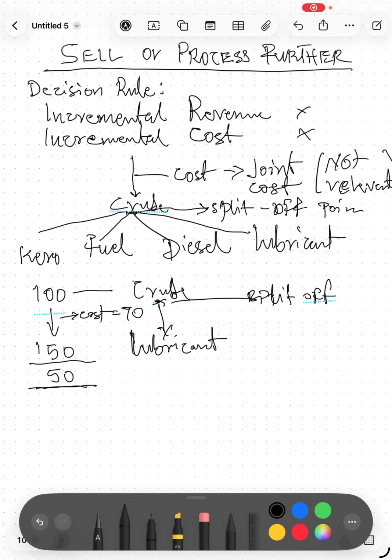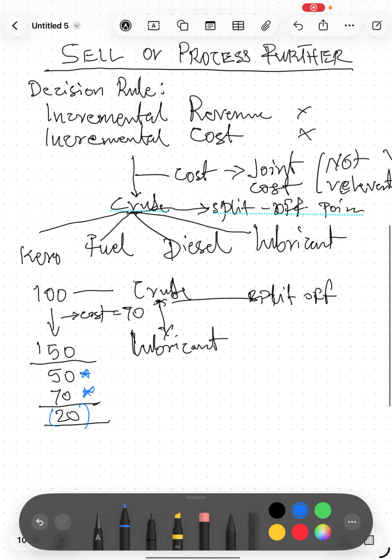So by the time I consider my incremental cost of 70, I'll find out that it's even a loss of 20, which means the incremental revenue is lower than the incremental cost. So it will not be wise for me to sell at lubricant level. It's better I sell at crude oil. So this is just what we are talking about.